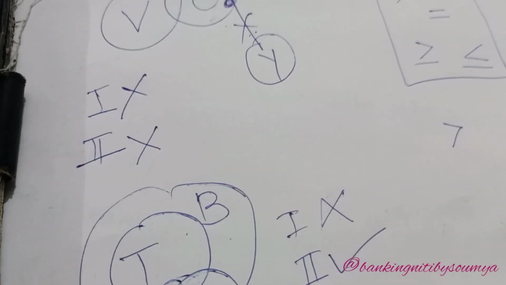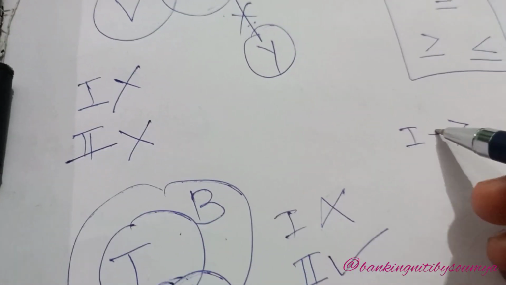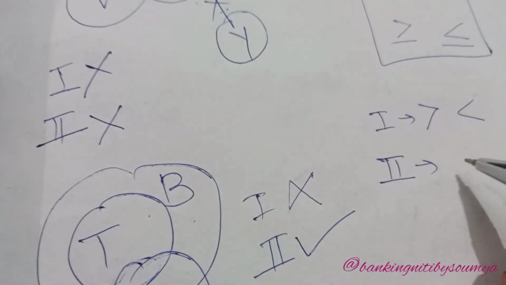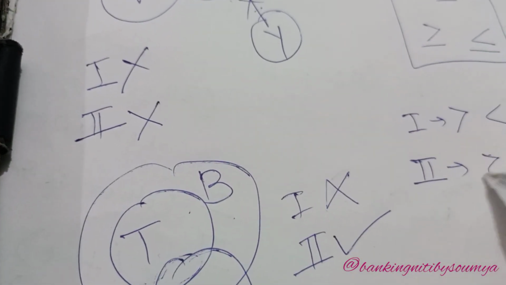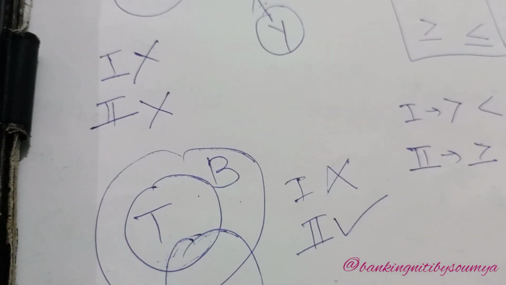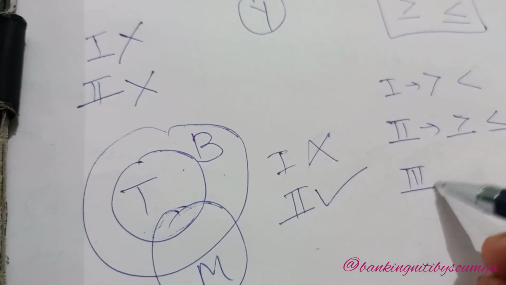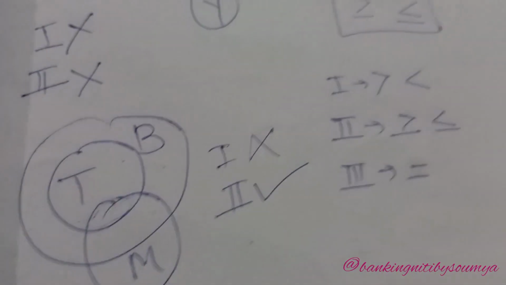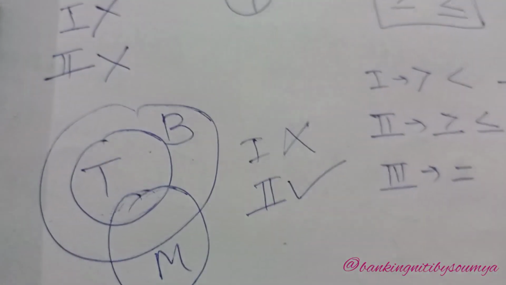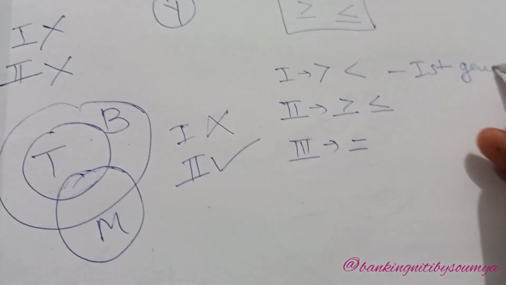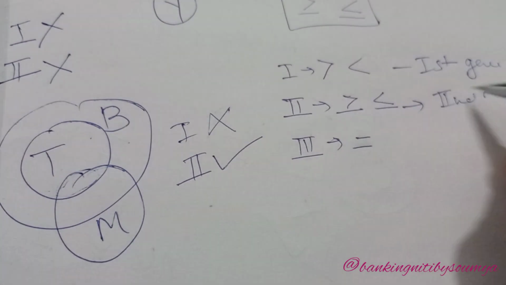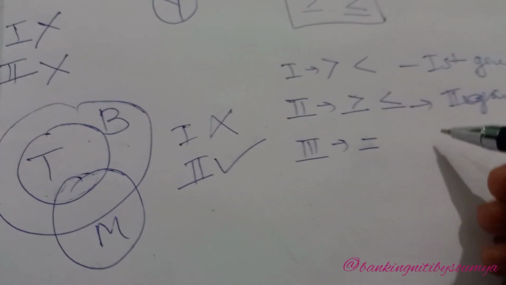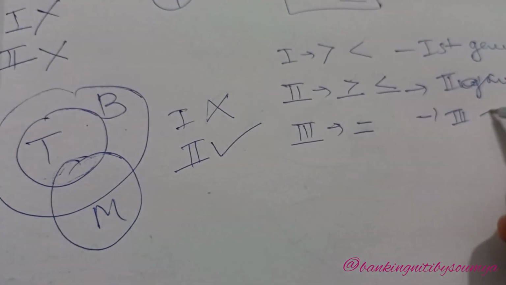We can describe them in 3 categories. The first category is greater than and smaller than. The second category is greater than or equal to and smaller than or equal to. The third category is equal to, or we can say it is our first generation. For example, this is our second generation, and this is our third generation.